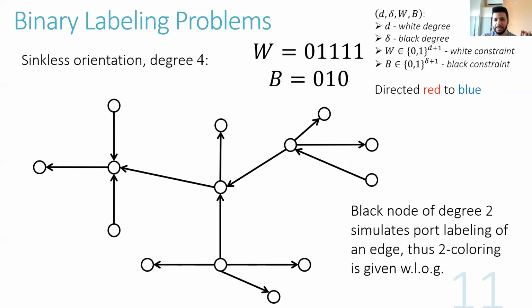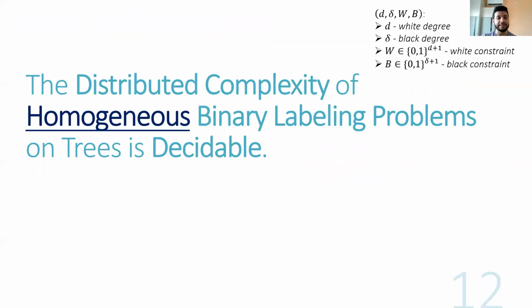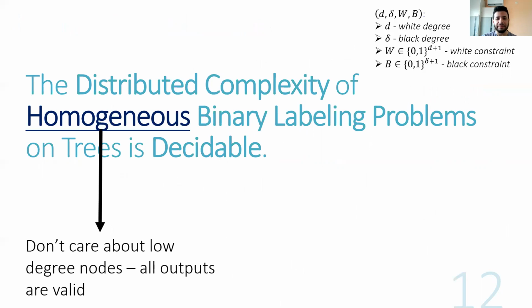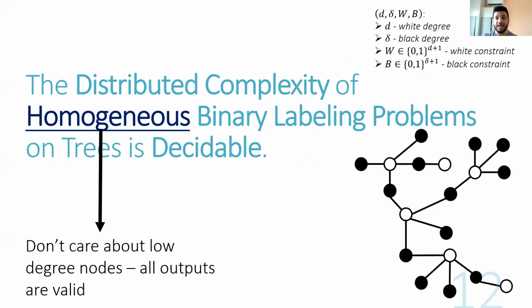Now, there's one little thing I need to talk about, and it is that we are focusing on homogeneous binary labeling problems. And by that, I mean that we don't really care about the output of low degree vertices. So for example, if we have leaves, then we don't pose any constraints on their radius 1 output neighborhood, and any labeling of their incident edges is going to be valid.